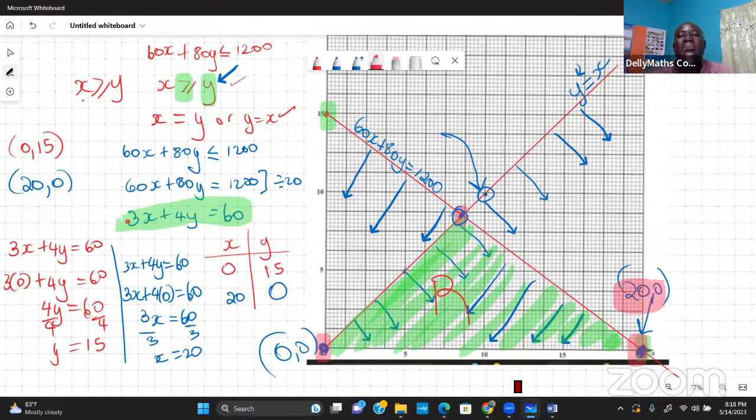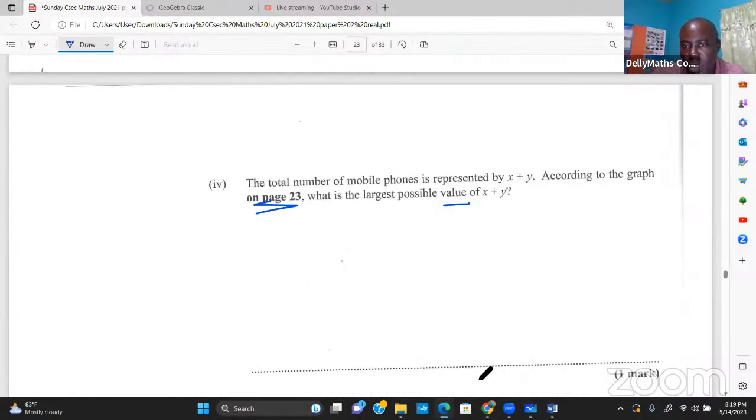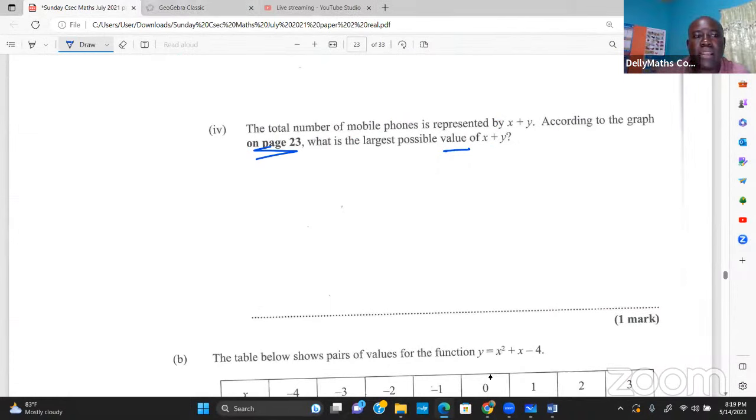All right, so that is how I know that the biggest value for x plus y is at 20, because the next biggest is not 10 and 10. It's less than 10, less than 10. So this should be a 1 mark question. What they're asking is, can you tell me the vertex that would give the biggest number? According to the graph, what is the largest possible value? All they wanted is the largest possible value, 20.